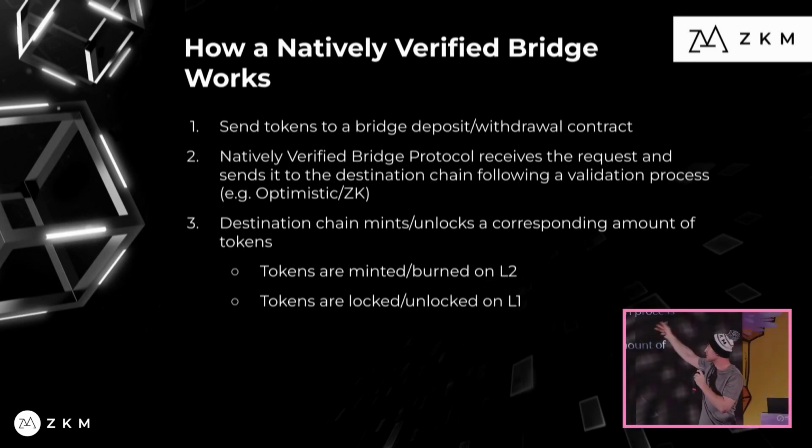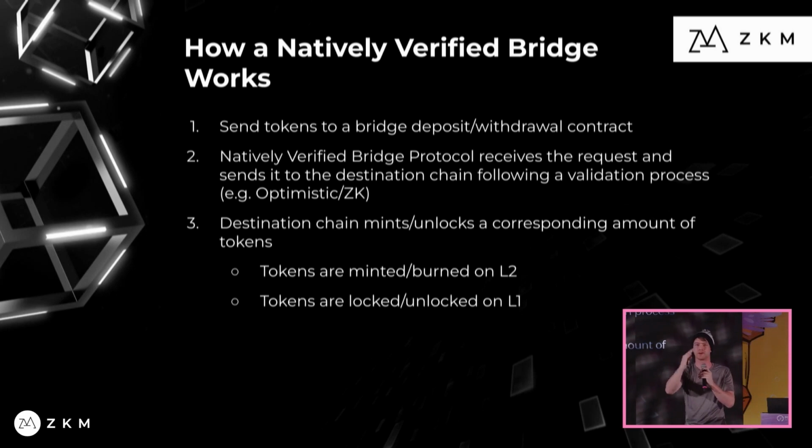How does it work? Well, first, we send tokens to a bridge, deposit, or withdrawal contract. This can be on layer 1 or layer 2, depending on the operation. But typically, if it's from layer 2, then you want to withdraw. If it's from layer 1, you want to deposit into the layer 2. The natively verified bridge receives the request, sends it to the destination chain using the native security.